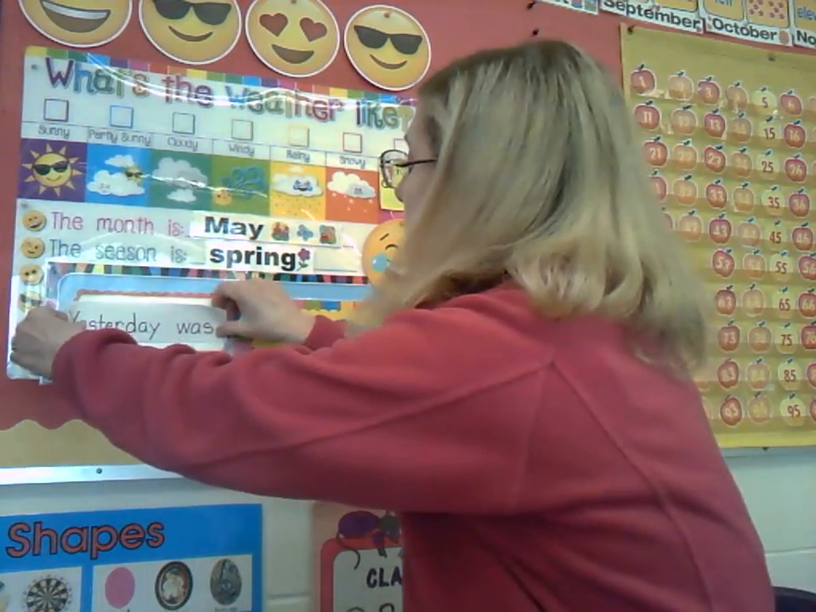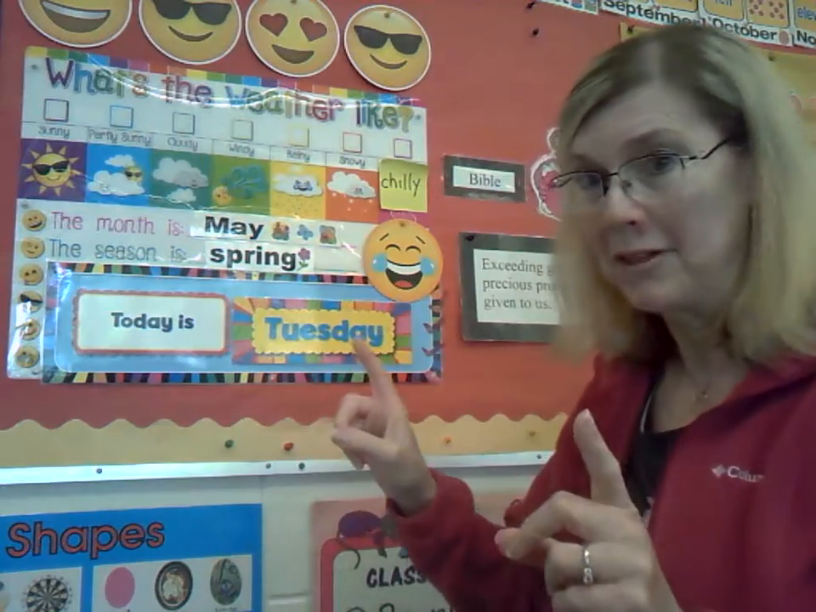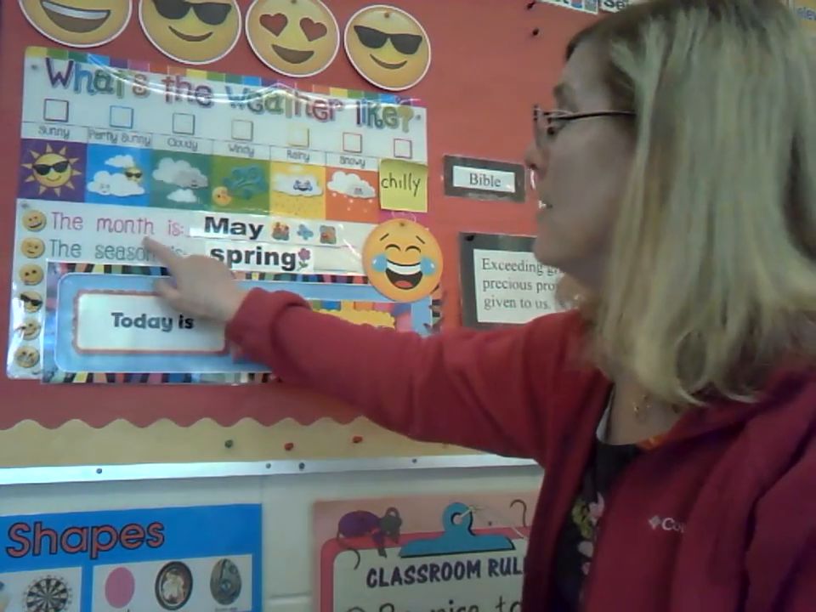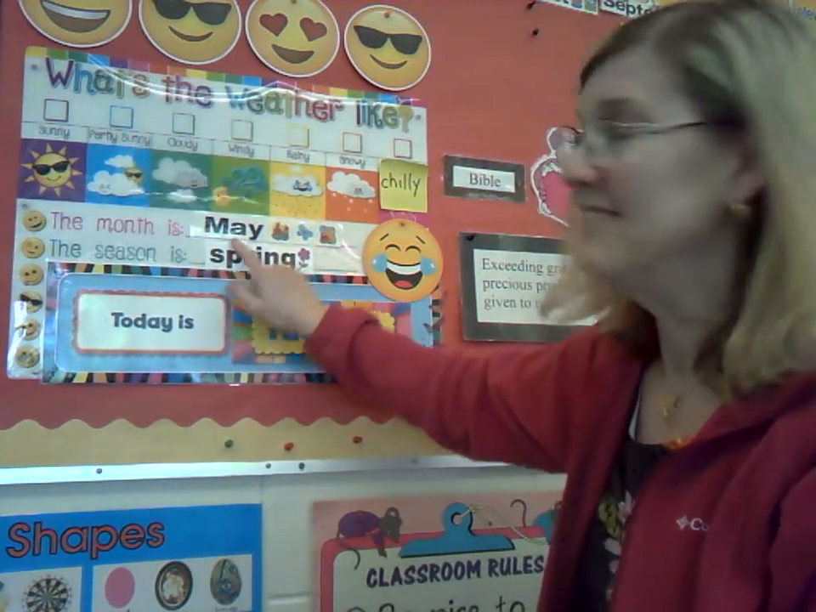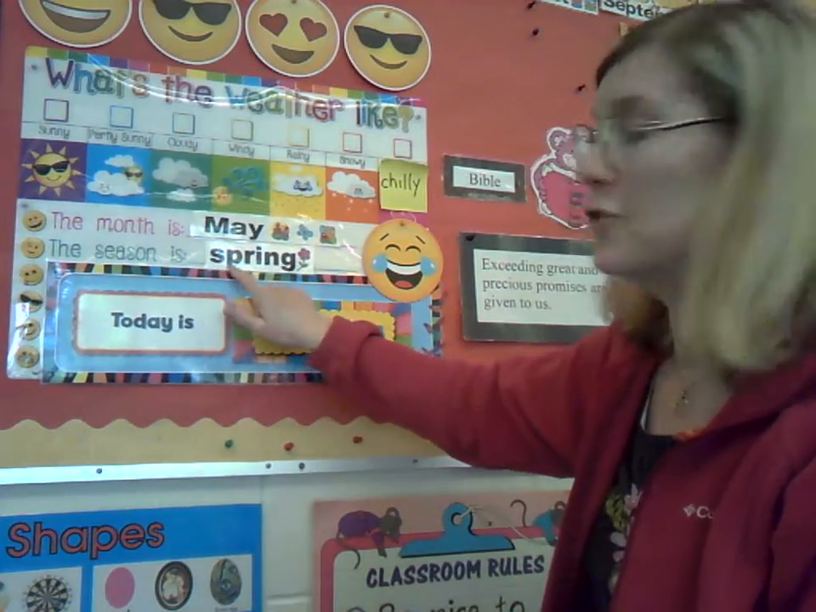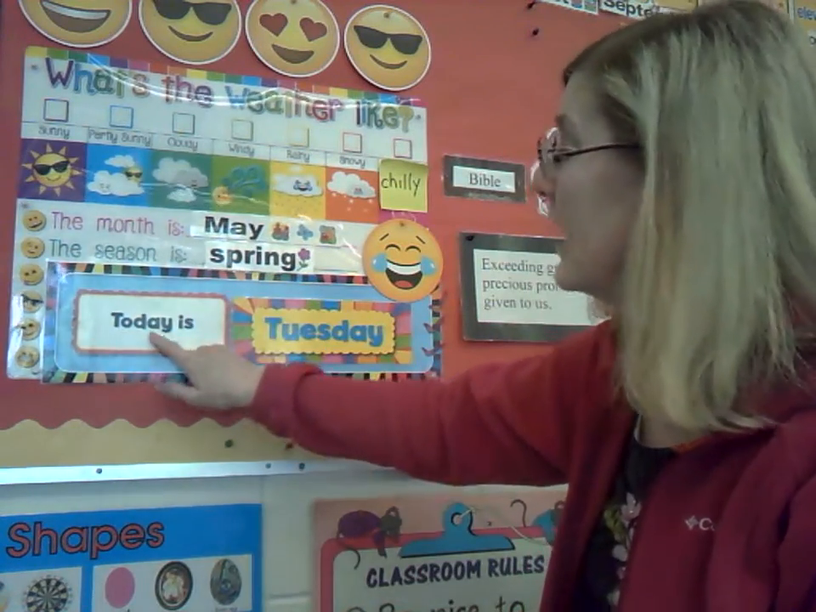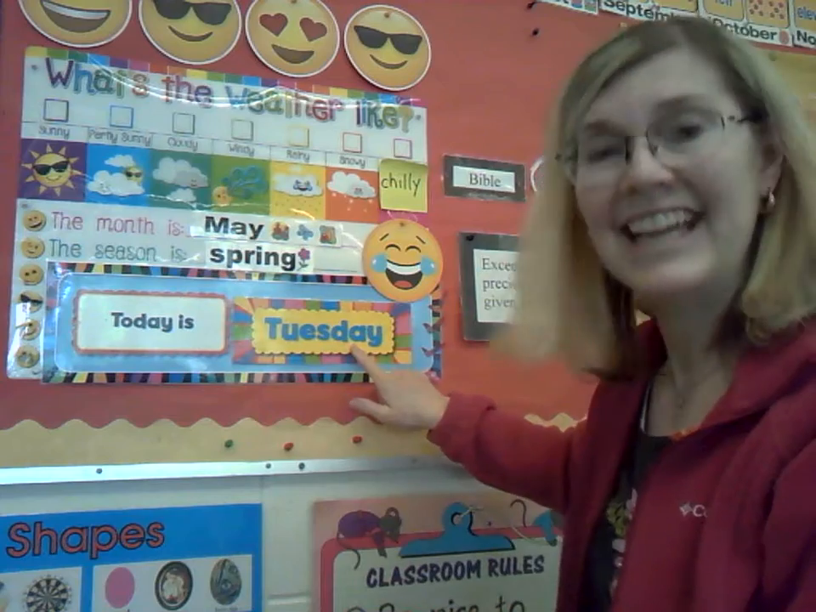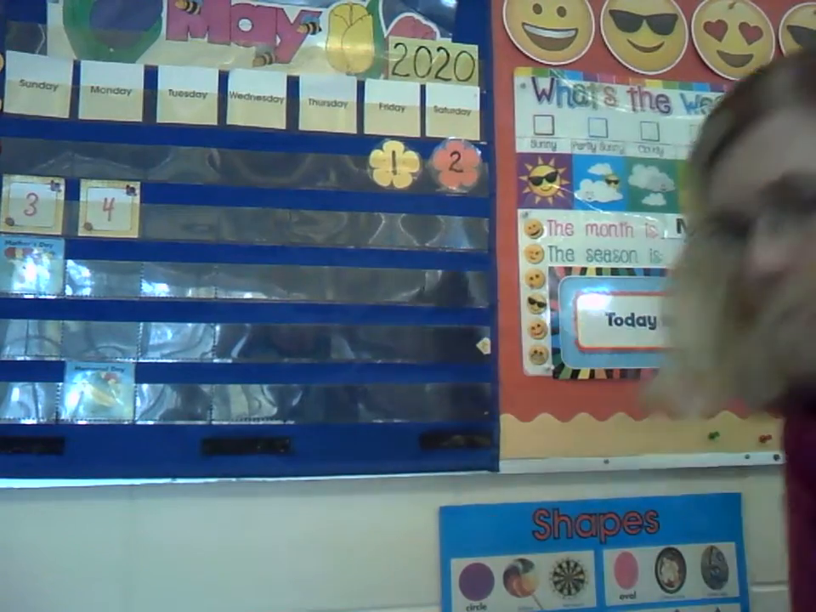We'll take yesterday was down, and let's read our information. Remember, we started a new month. The month is May. The season is spring. Today is Tuesday. Good. Let's move over to the calendar and get the date taken care of. All righty, I'll slide over too. And here we go.